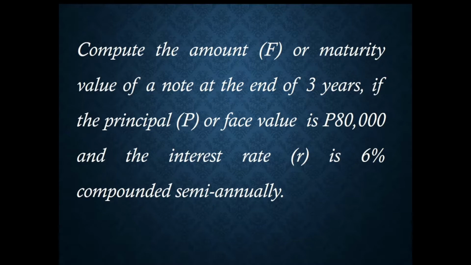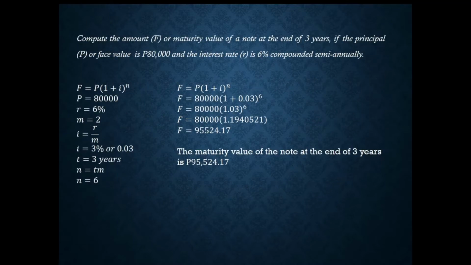In this case, we are asked to compute for the amount or maturity value of a note at the end of 3 years if the principal or face value is 80,000 pesos and the interest rate R is 6% compounded semi-annually. Okay, so don't be worried about the different values that you need to take note of. You could just simply list all of them, aside from the formula. You need to take note of a number of values, and then just substitute that, or transfer that to your given formula.